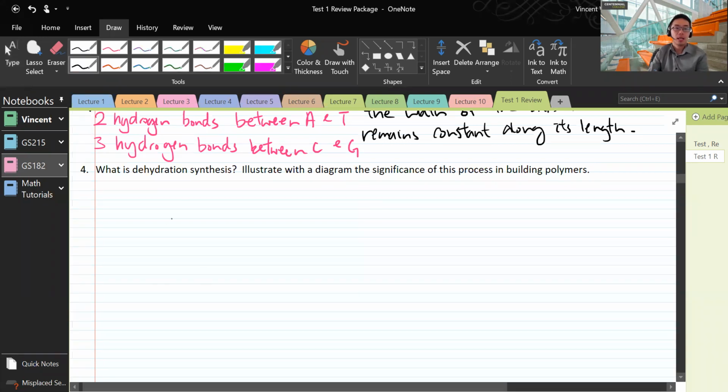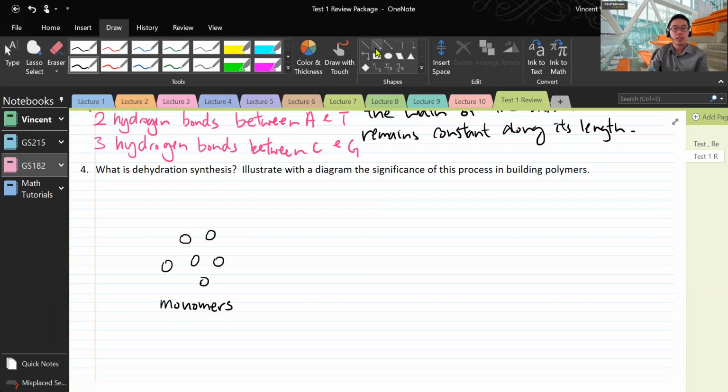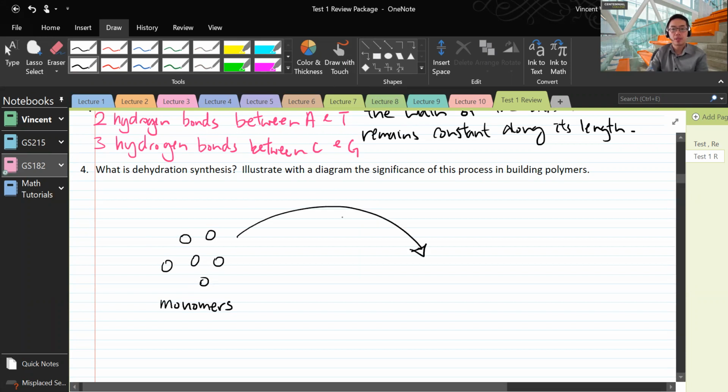So here we go. We have, let's say, all these individual building blocks, right? So these are monomers. And what we can do is link them together in the process of dehydration synthesis. Another word for dehydration synthesis, as you know, is condensation reaction. So you remove a water molecule from the monomers and you connect them together.